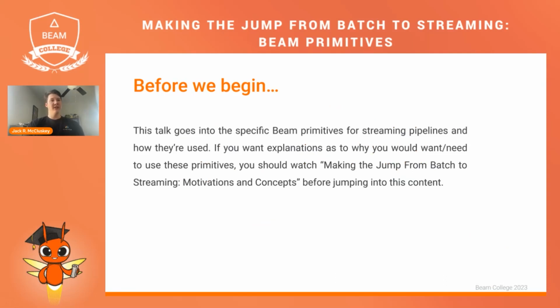Before we get started, this talk is going into specific Beam primitives for streaming pipelines, how they're used, and how you can configure different settings. If you want some explanations as to why you would want or need to use these things, you should watch the first talk in this series, making the jump from batch to streaming, motivations and concepts, before jumping into this content. If you are already familiar, feel free to stick around, but I think that talk has some very good context.